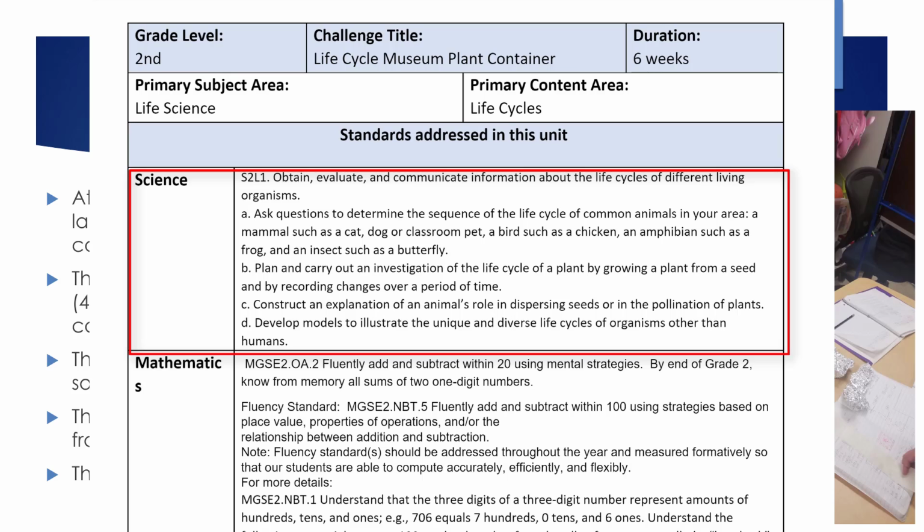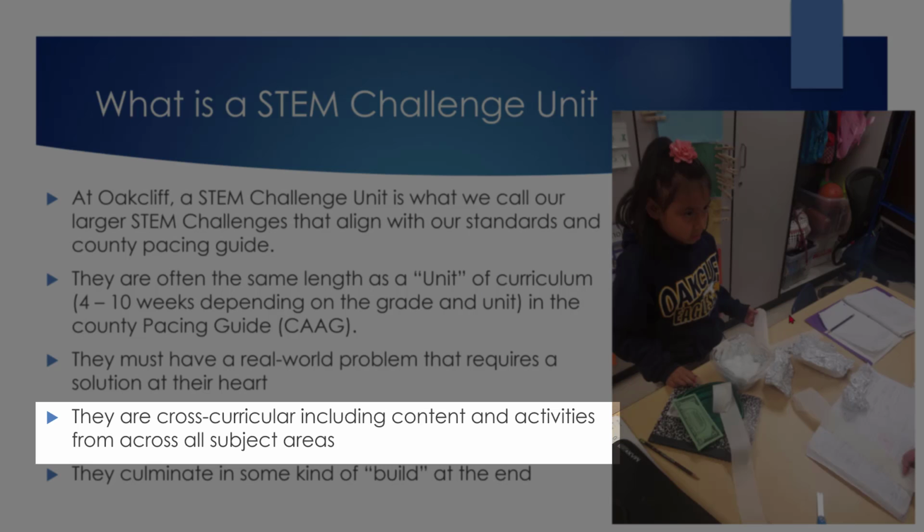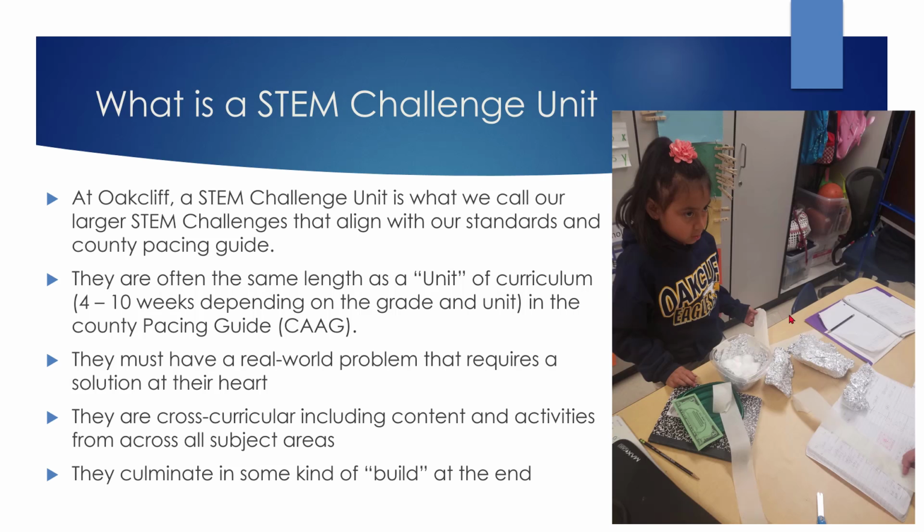For example, if you base them on the science standard of life cycles, and that standard on the county pacing guide is intended to be taught over an 8-week period, then your STEM challenge unit will be for an 8-week period. But this can be flexible because we're including all 4 subject areas. So while we may have finished up our social studies unit according to the pacing guide, we may still be in our language arts unit that's a part of this. So you kind of have to, as a team, decide just how long your challenge unit's going to be. But it is aligned with the CAG, at least to some extent. That's the County Curriculum at a Glance guide.